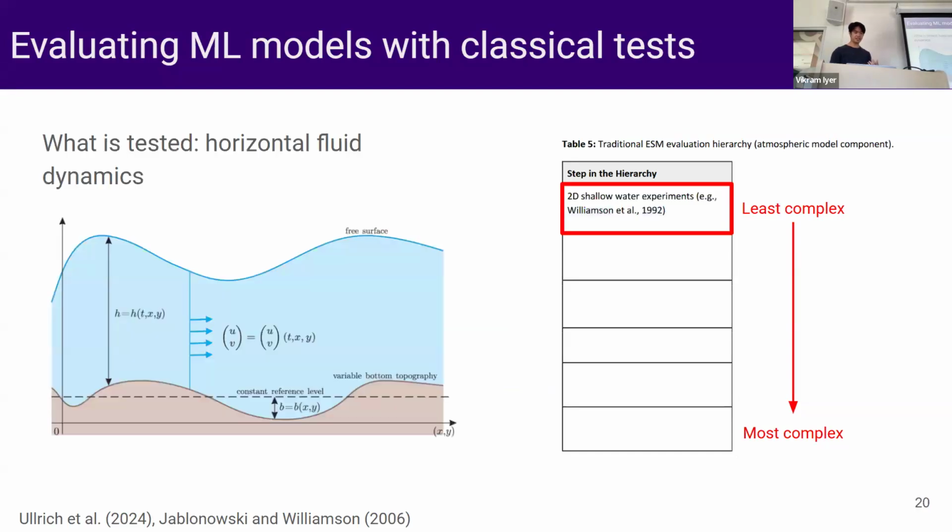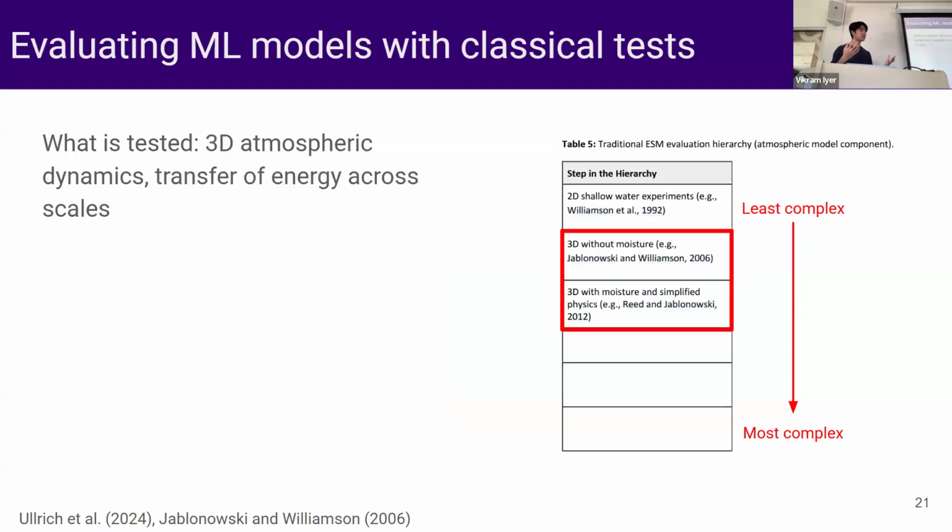So the least complex test that we do typically with our atmospheric models is that we first test them on what we call 2D shallow water experiments. We approximate the atmosphere as just this very thin layer of fluid on the gigantic Earth. So the height of the fluid is very small relative to the horizontal scale of the Earth. And here we're just testing horizontal exchange of motion.